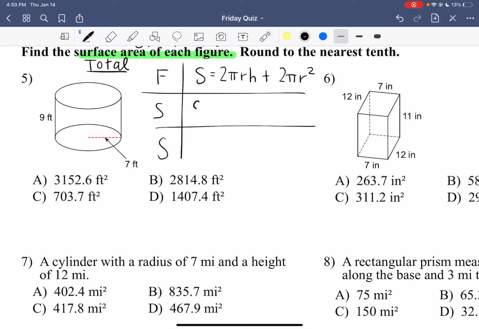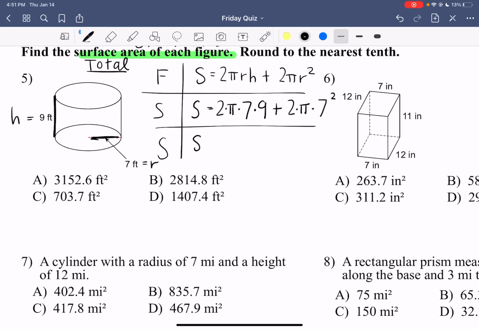And then we have our numbers here. So this 9 is our height, and this 7 is our radius. So we got 2 times pi times 7 times 9 plus 2 times pi times radius 7 squared. So all in your calculator, you just type it all out. 2 times pi times 7 times 9 plus 2 times pi times 7 squared.